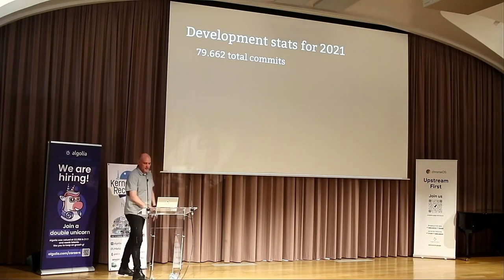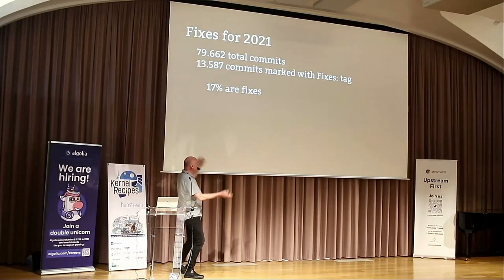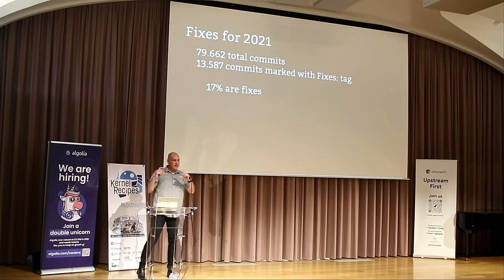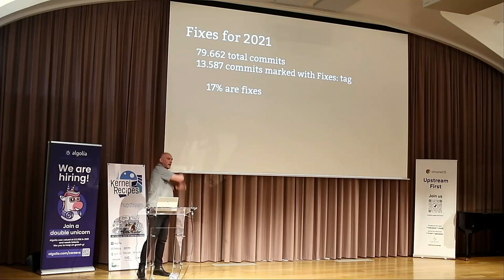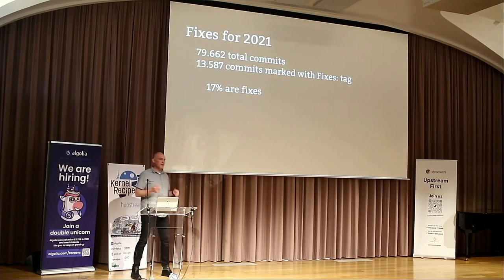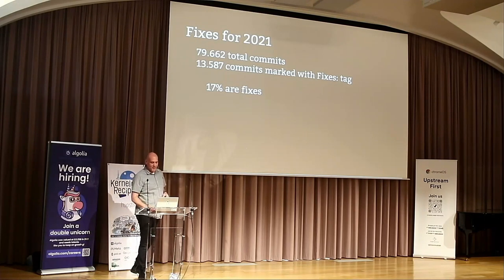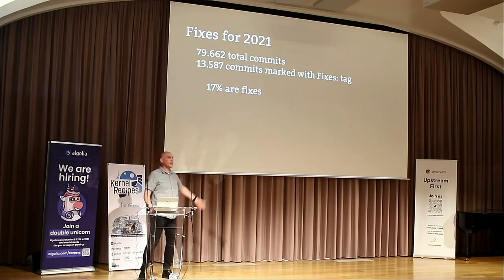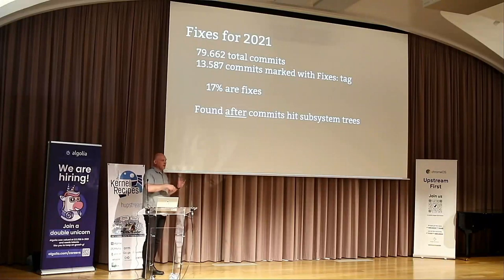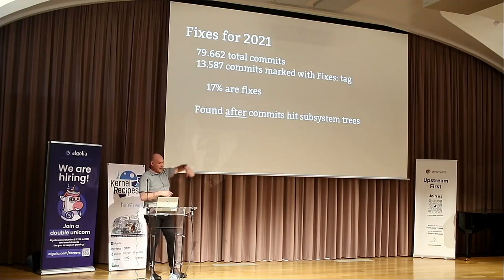So we have that many commits. We're fixing a lot of bugs. We said 17% of all the commits that we submitted last year that were accepted had a fixes tag. So they fixed this other commit over there. So it looks like it's kind of close to the university's failure rate, right? Overall. But this is all the commits that happened after they were in a tree. Because these were things that happened after they were in a tree or a local tree, it doesn't matter, it would have been deleted. So these were found after they had a subsystem tree.